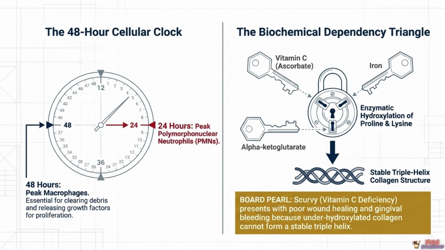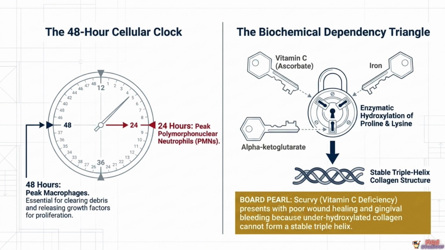The second concept is the biochemical dependency triangle for collagen synthesis. Collagen is the dominant structural protein of healed tissue, and its proper formation requires a specific enzymatic hydroxylation step acting on proline and lysine residues to create the stable triple helix molecular structure. 3 cofactors are absolutely required for this hydroxylation reaction: vitamin C, also known as ascorbate, iron, and alpha-ketoglutarate.